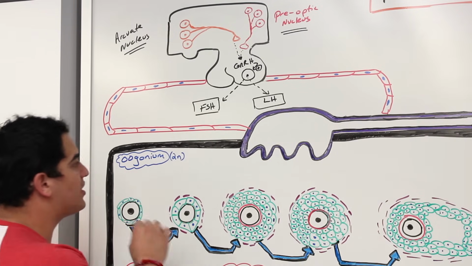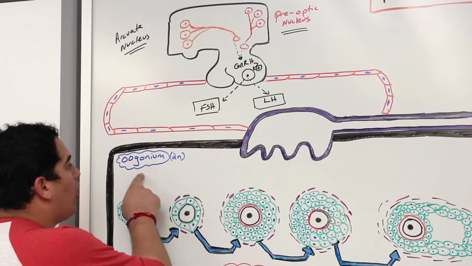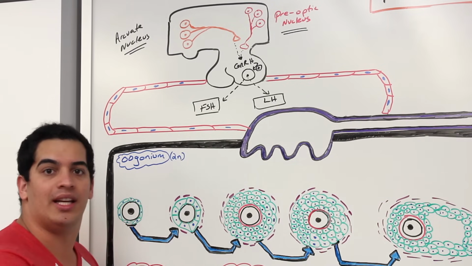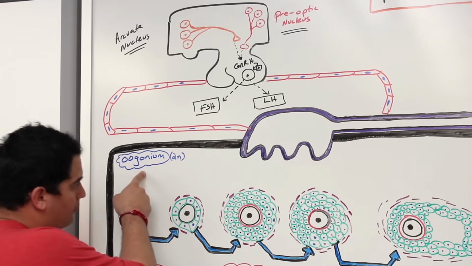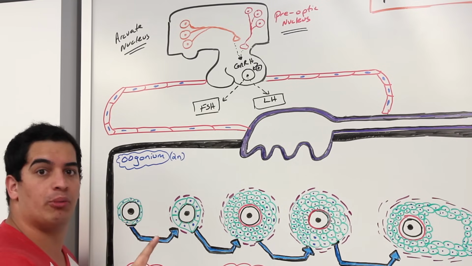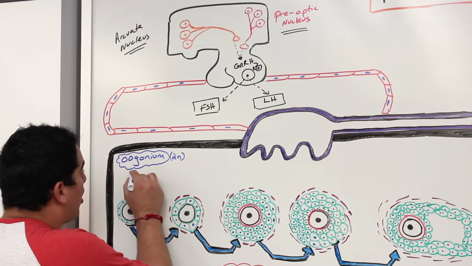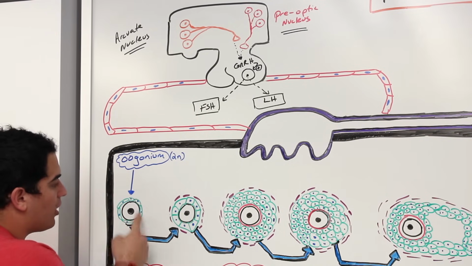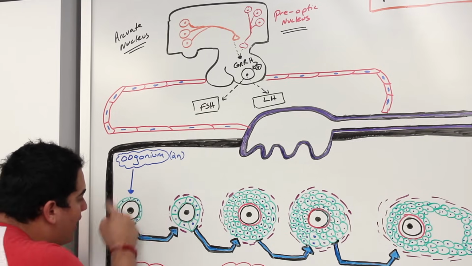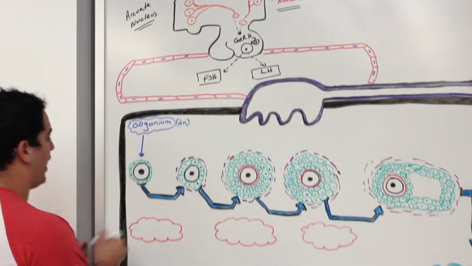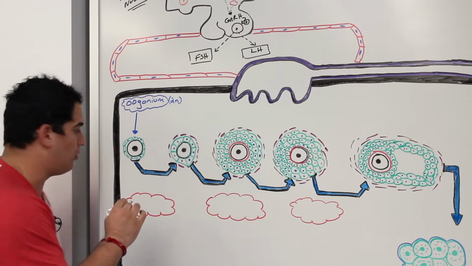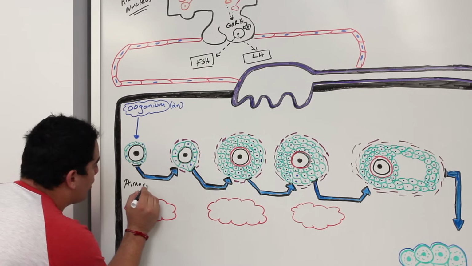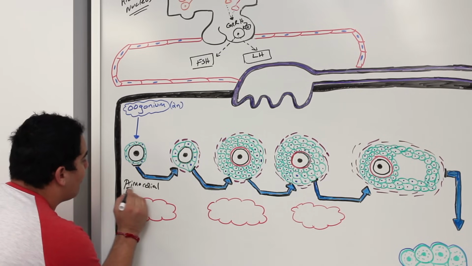Once the female is born, she'll have all the oogoniums, all the stem cells, that she'll ever need. While the child is growing up before puberty, these oogoniums are getting converted into this follicle right here. This follicle is specifically called a primordial follicle.